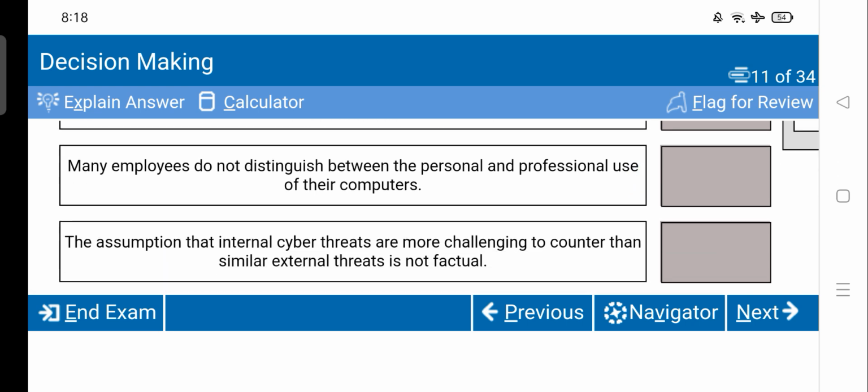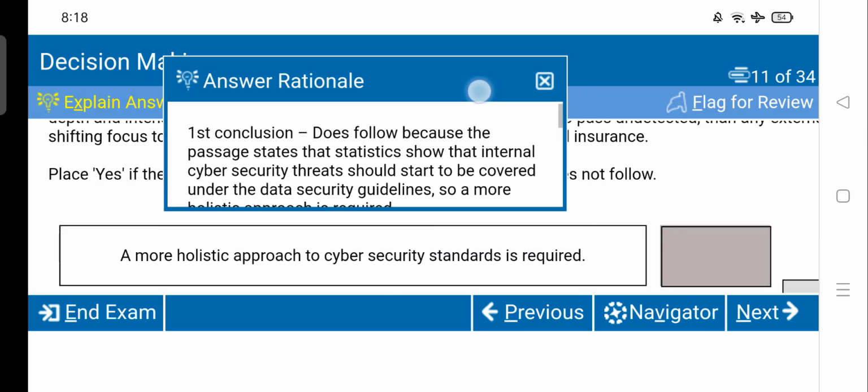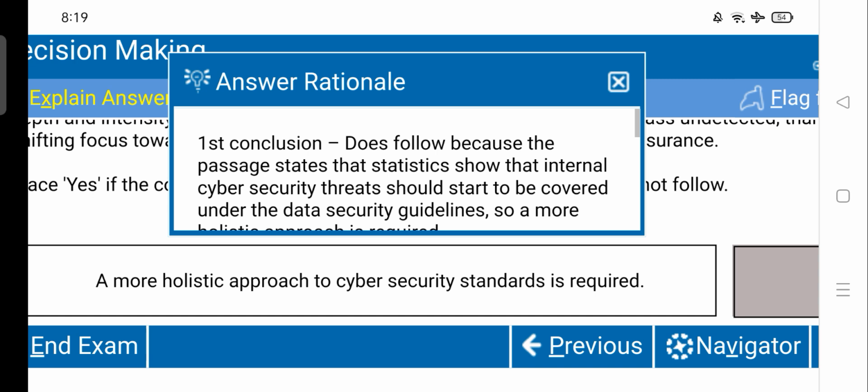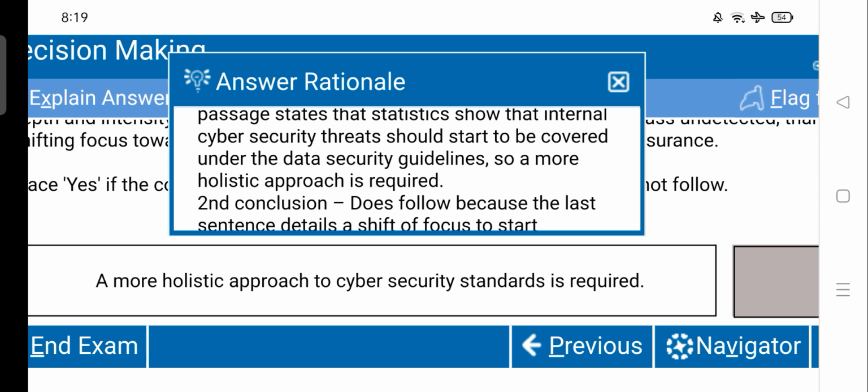The assumption that internal cyber threats are more challenging to counter than similar external threats is not factual. So, the first conclusion, that says a more holistic approach to cybersecurity standards is required, does follow because the passage states that statistics show that internal cybersecurity threats should start to be covered under the data security guidelines. So, a more holistic approach is required.